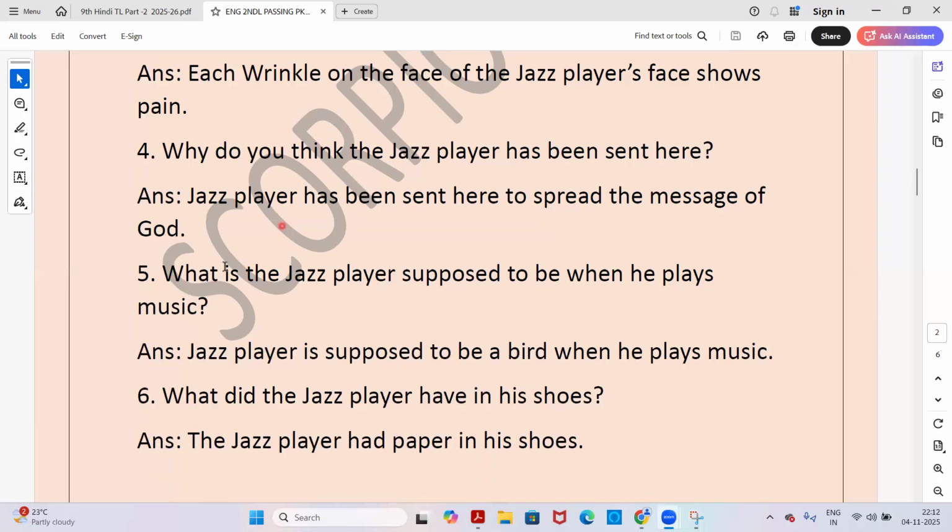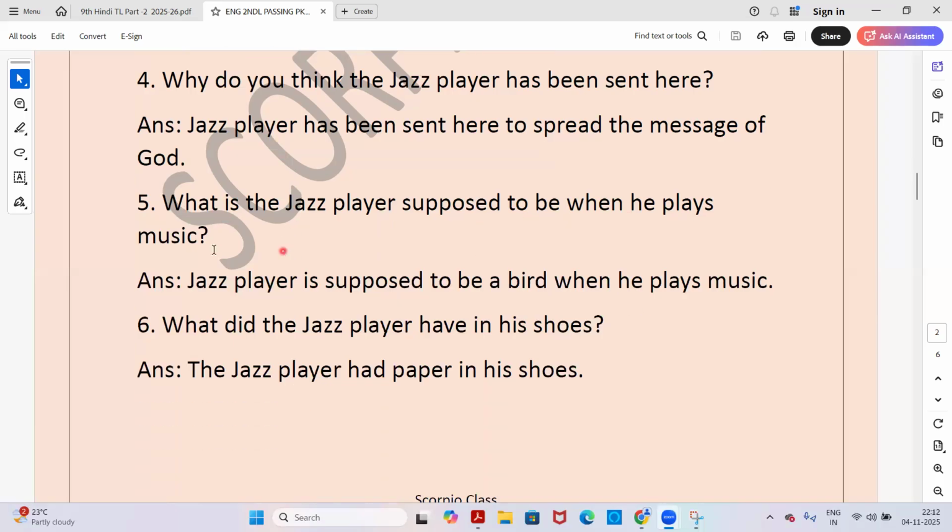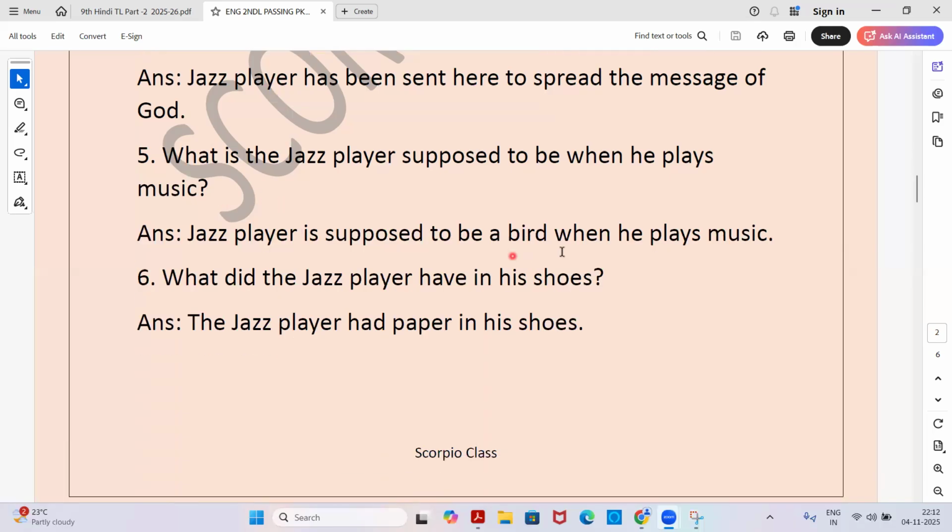Next, what is the jazz player supposed to be when he plays music? Answer, the jazz player is supposed to be a bird when he plays music. Question 6. What did the jazz player have in his shoes? Answer, the jazz player had paper in his shoes.